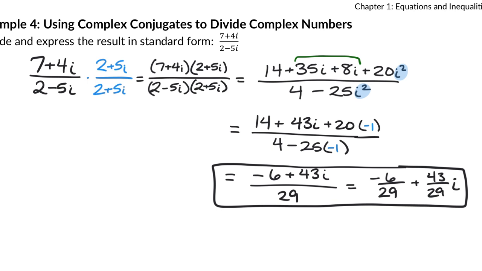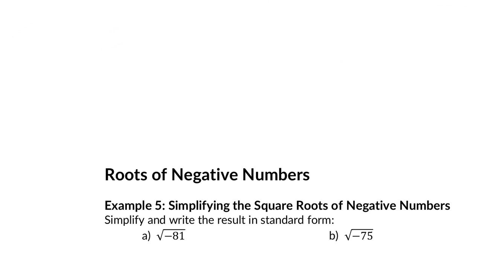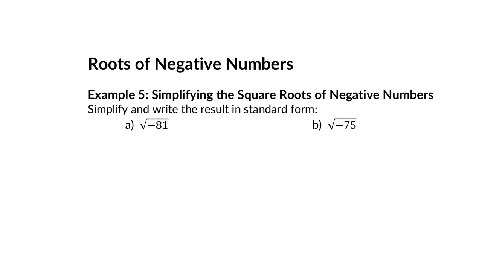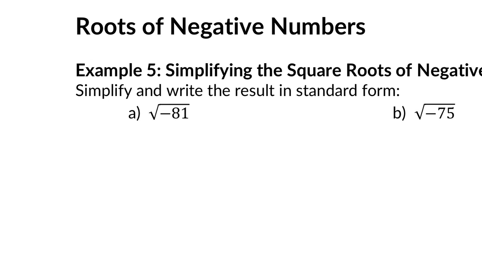Okay, example 5 starts us on working on roots of negative numbers. And for the most part, this is going to be very familiar to you, because if you know your times tables and you know your perfect squares, easy peasy. Like, let's say I ask you, what is the square root of 81? 9. What is the square root of negative 81? 9i. Here's how we got there if you don't know it right away.